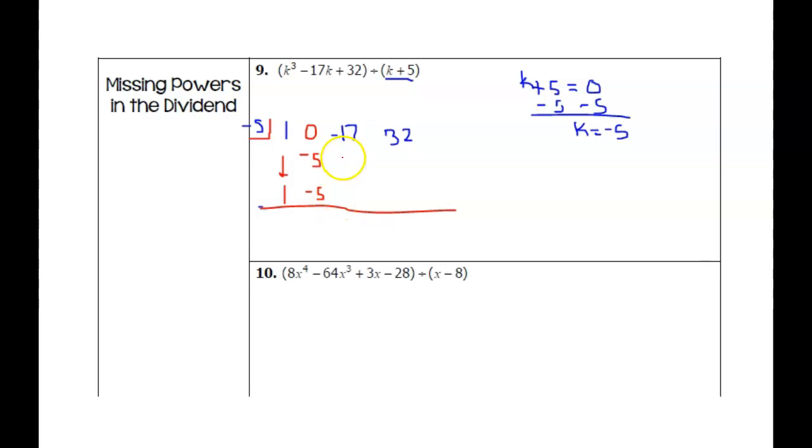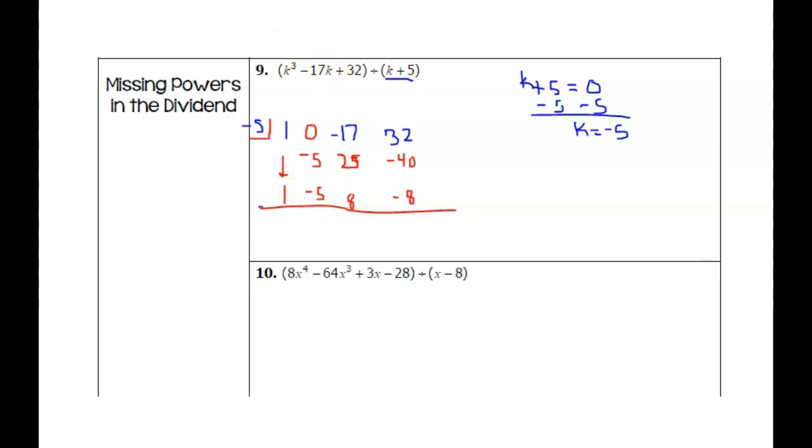Then I go through the steps again. -5 times -5, that's positive 25. And then I'm going to take -17 plus 25. That's 8. I draw it on my line, and I take 8 times -5, and that's -40. And then I take 32 minus 40. Well, that's -8.